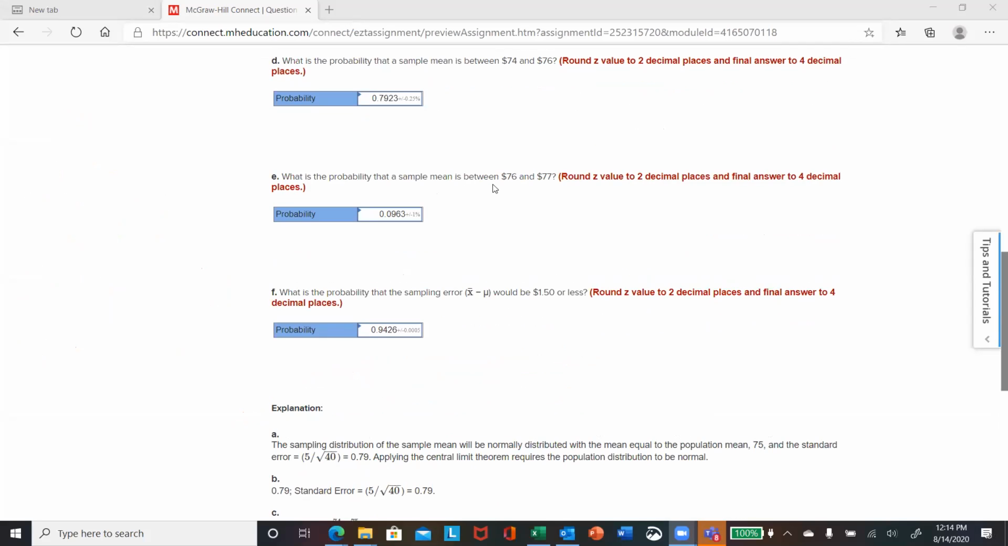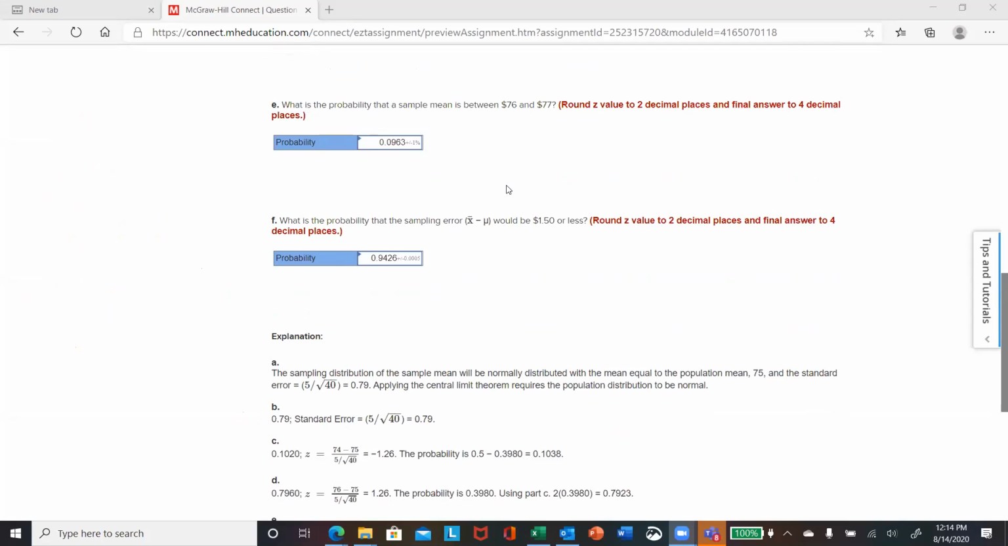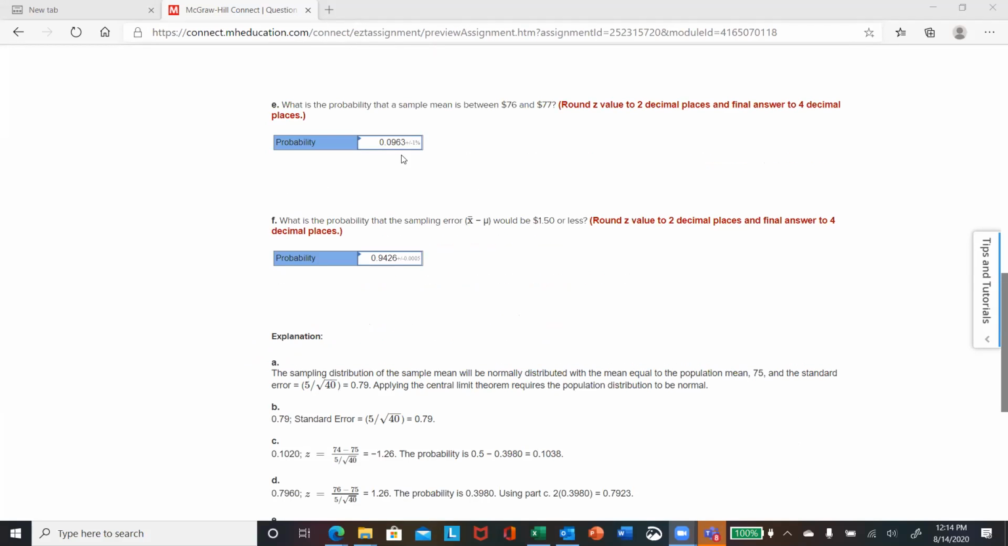Looks like letter E, you're going between 76 and 77. So on letter, I'm sorry, this is letter E. So again, on this one, we already know 76, 77, the Z value for 77 would be 2.53. And therefore, you should be able to get to that area on letter E. You should get 0.0963.